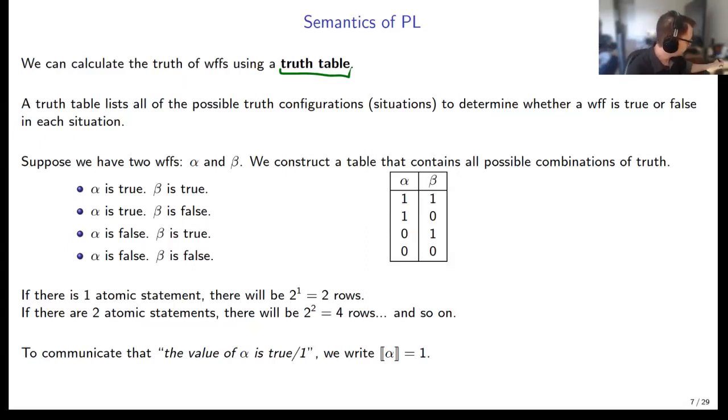Imagine we have two well-formed formulas, alpha and beta. So these can be simple sentences, they can be complex sentences, they can be whatever sentences we want them to be.